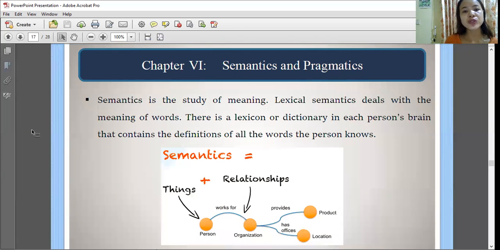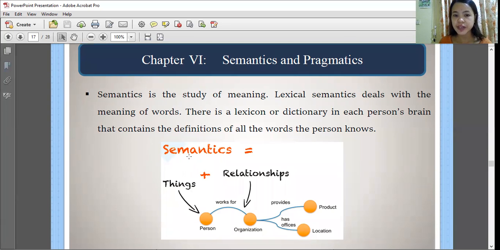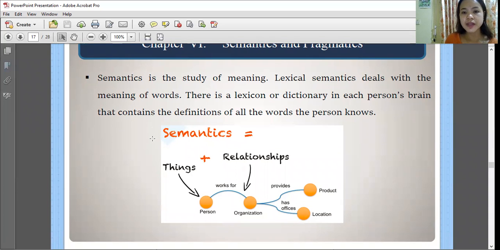Now let's move on to chapter 6, Semantics and Pragmatics. Semantics is the study of meaning. Lexical semantics deals with the meaning of words. There is a lexicon, or dictionary, in each person's brain that contains the definitions of all the words a person knows. Like a dictionary, people learn semantics from the environment outside and store it in the brain.